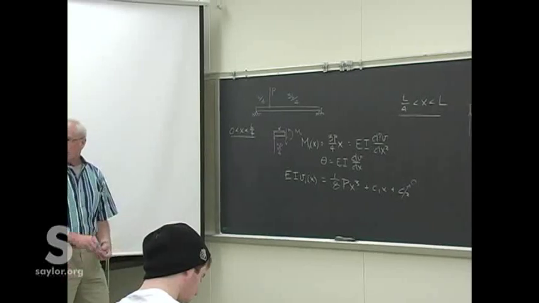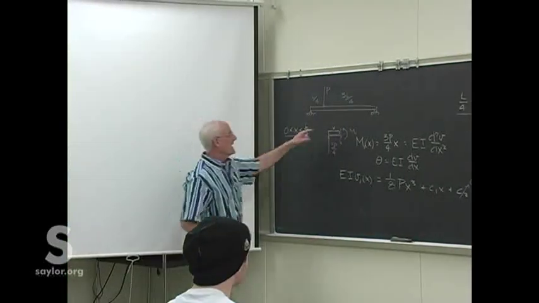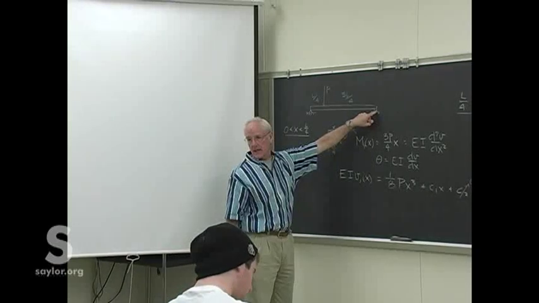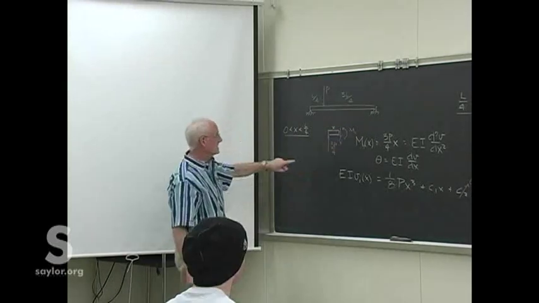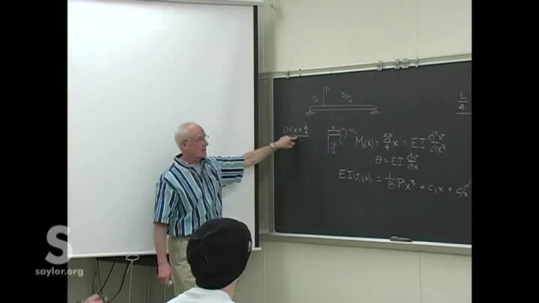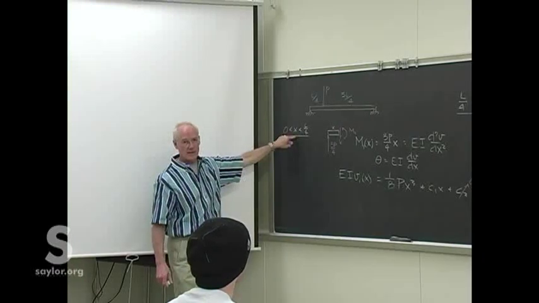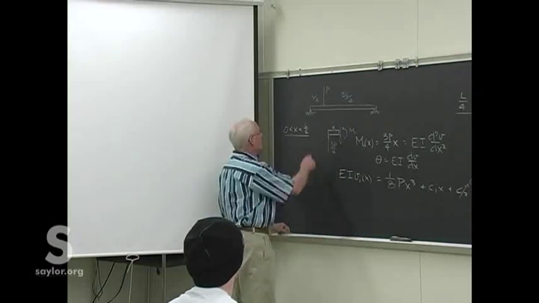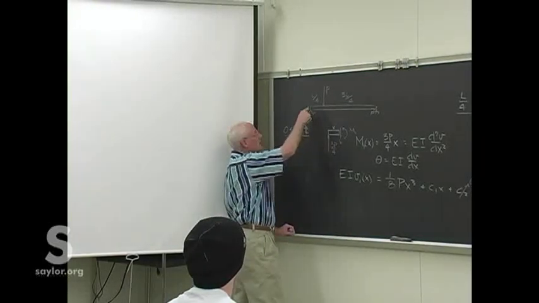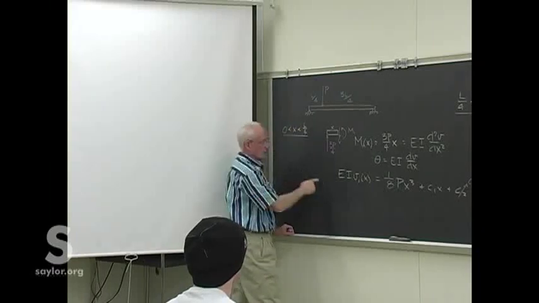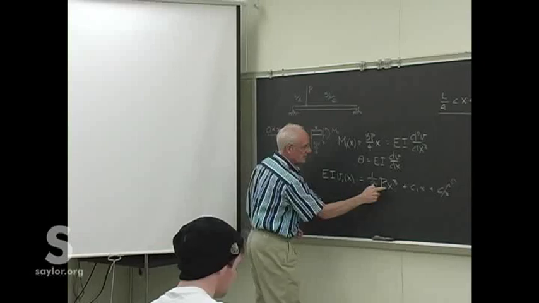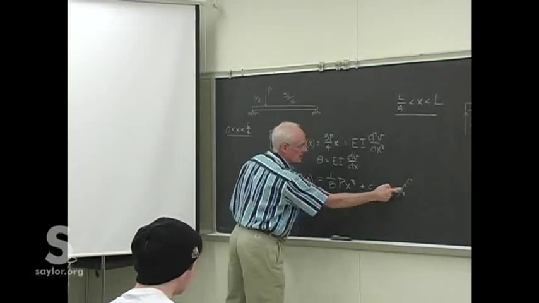There's not anything else to do yet. We cannot go down to this end and apply that boundary condition because this equation does not go down to that boundary condition. So be careful about that. Yeah, Joe? C2 is 0 because at x equals 0, the deflection of the beam is 0. So that's 0, that's 0, that has to be 0.